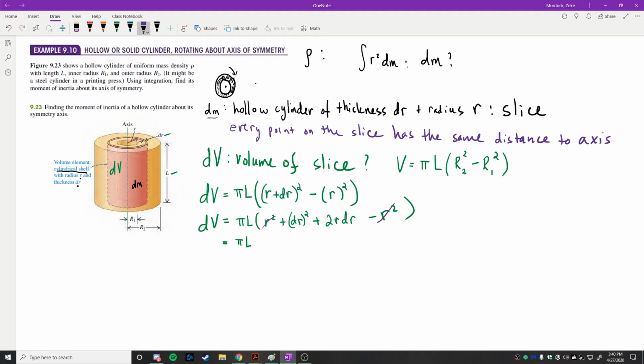And then I'm going to say, relative to this term, that dr squared, whatever it is, is going to be much, much smaller than 2r dr.